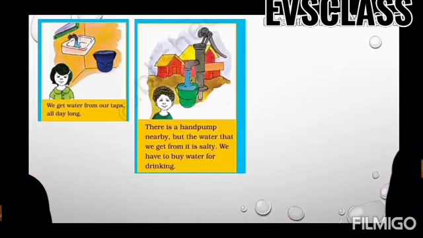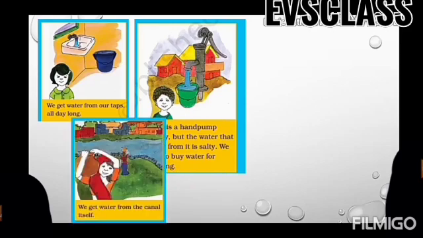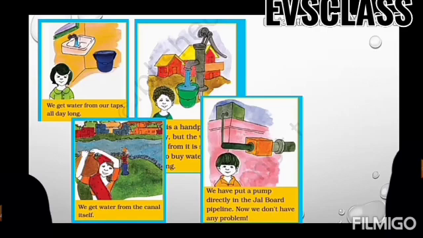See what another child says. There is a hand pump nearby, but the water that we get from it is salty. We have to buy water for drinking. Means they are buying water for drinking. And another says we get water from the canal itself. See, students, another child says we have put a pump directly in the Jal Board pipeline. Okay, now we don't have any problem.